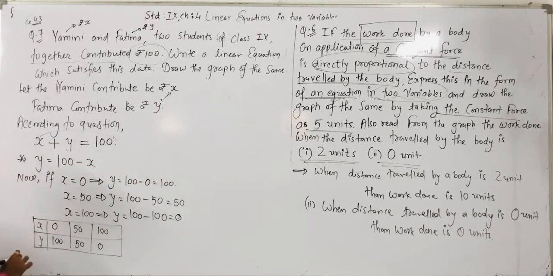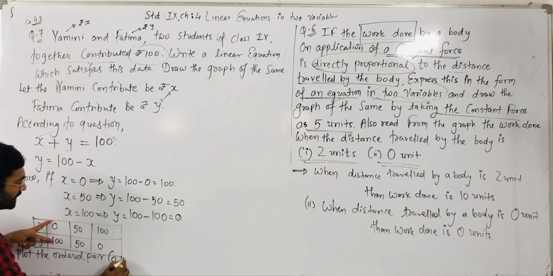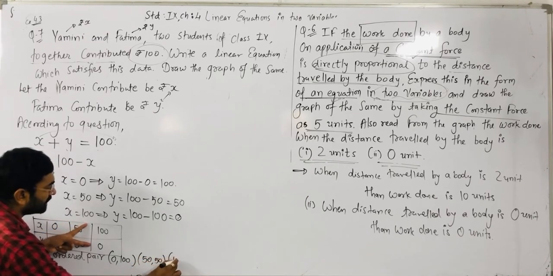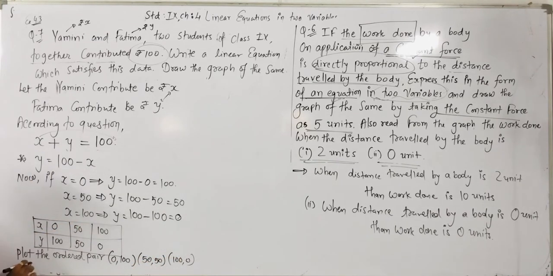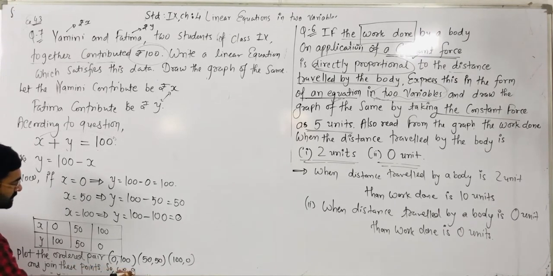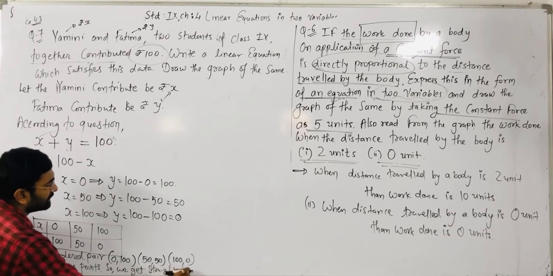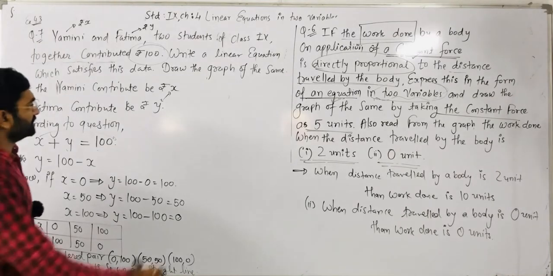Right? So which ordered pairs do we have to plot? Plot the ordered pairs. Which ones? 0, 100. Second one is 50, 50, and third one is 100, 0. And join these points. So we get a straight line. Okay, now we make a graph of this one.